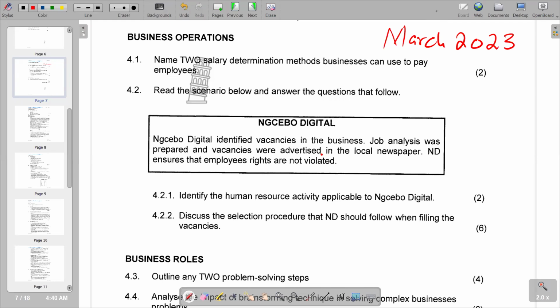In this video, we want to look at a question paper of March 2023, and we are going to look at question 4 of that question paper, which is on business operations. Question 4.1 asks us to name two salary determination methods businesses can use to pay employees.